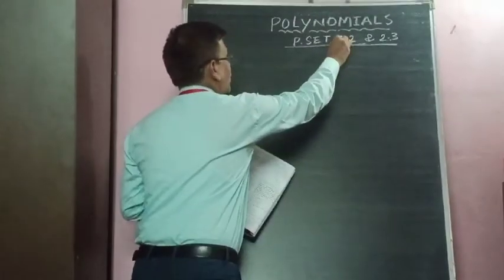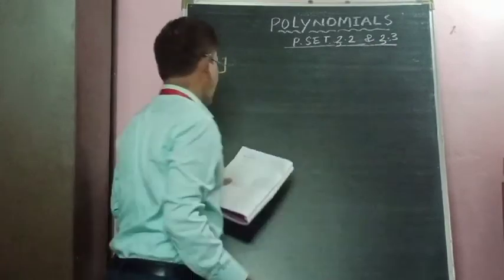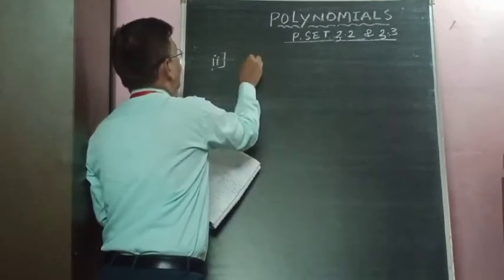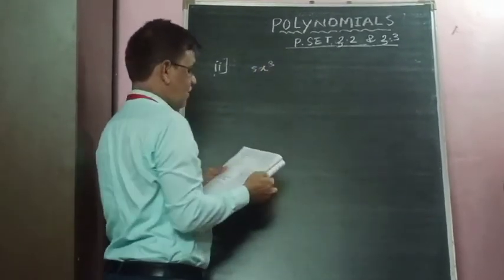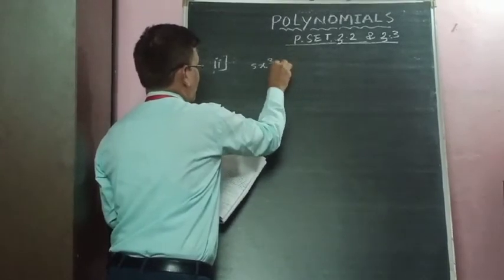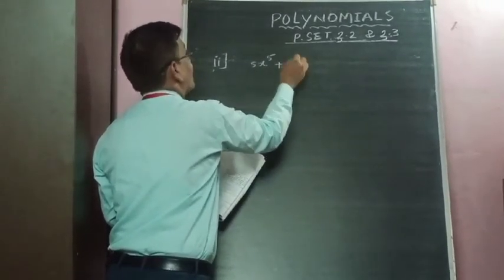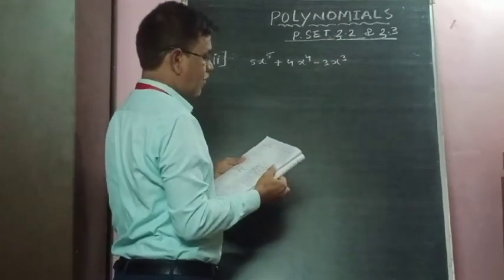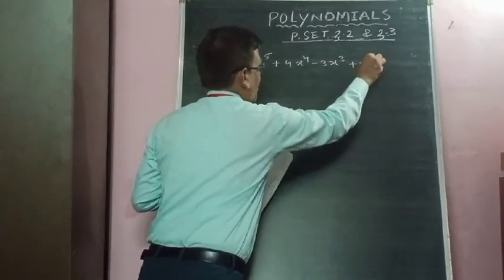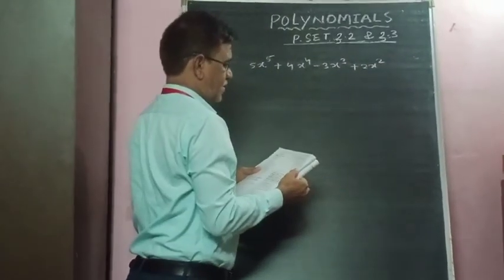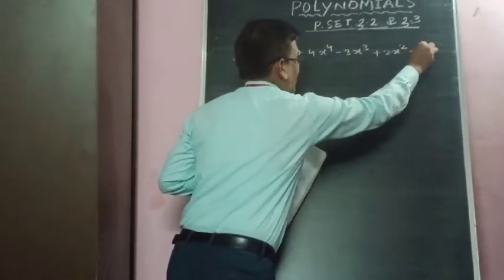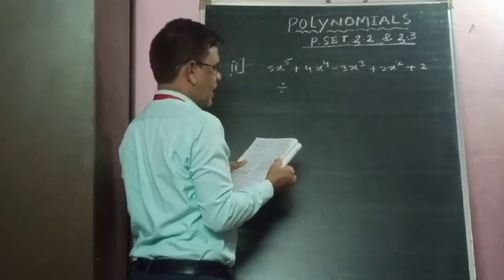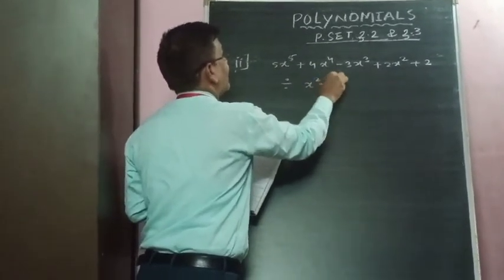Problem set 3.2, sorry, 3.2, question number 4, second question. The given question is 5x^5 plus 4x^4 minus 3x^3 plus 2x^2 plus 2. This is the given polynomial, and you have to divide this polynomial by x^2 minus x.